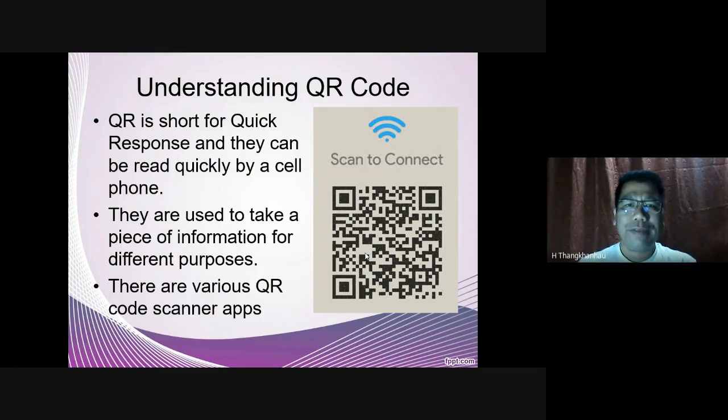I hope it's clear, but if it is not clear, let me try to explain in Mizo. QR code here, quick response code.